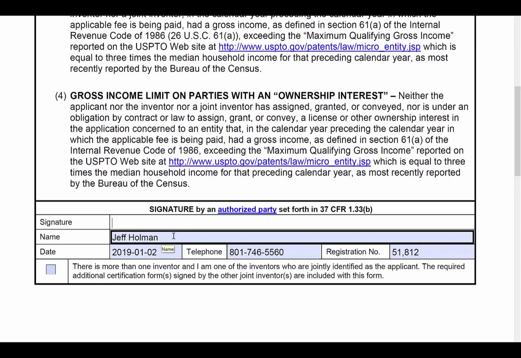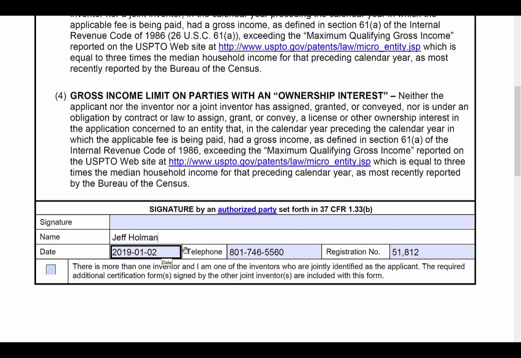The rest of the information is simply my name, the date, and the telephone number and registration number. Again, you won't have a registration number unless you're a registered patent attorney or patent agent. And in terms of the telephone number, I would omit that if I were you, only because some of this information might be made public in the future, and you might not want your telephone number made public. That's it. You should now be able to fill out and save your completed microentity certification form so that you're ready to pay the reduced fee for your provisional patent application.